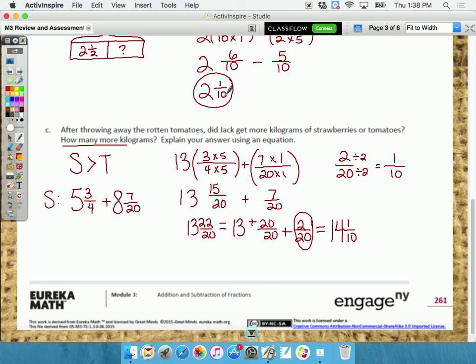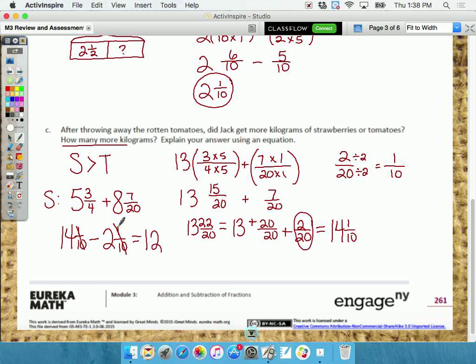So I'm going to subtract my strawberries minus my tomatoes. And what's the answer? 12. Now, you know, when you got the same fraction, they kind of cancel each other out because 1/10 minus 1/10 is 0, which is nothing. Okay? So that's why I sometimes cross those out when they match, all right?